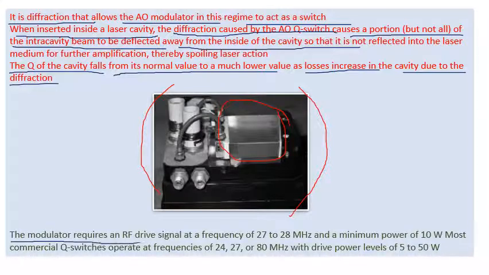The modulator requires an RF driving signal. Definitely you have to make an RF circuit and attach it to the transducer at a frequency of 27 to 28 megahertz. Usually this frequency is used, but it can be tuned, with a minimum power of 10 watts. Most commercial Q switches operate at frequencies of 24, 27 or 80 megahertz. It depends on what laser you are going to use, what wavelength, and driver power levels from 5 to 50 watts.